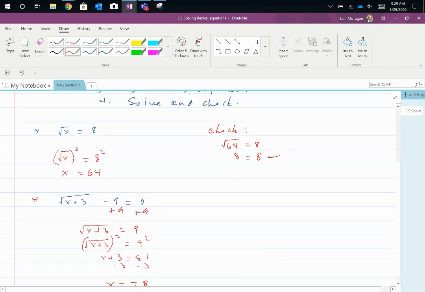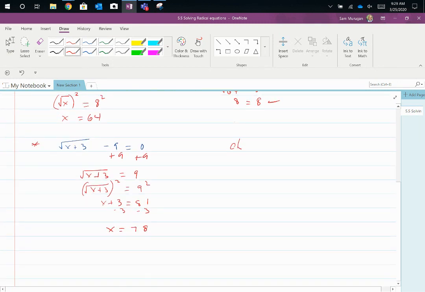Check. Square root of 78 plus 3 minus 9 is equal to 0. So square root of 81 minus 9 is equal to 0. So 9 minus 9 is equal to 0. So 0 is equal to 0.